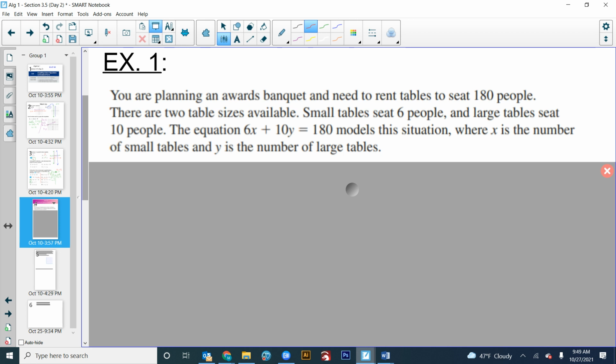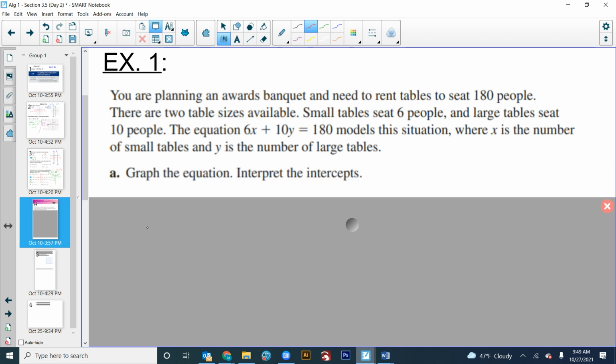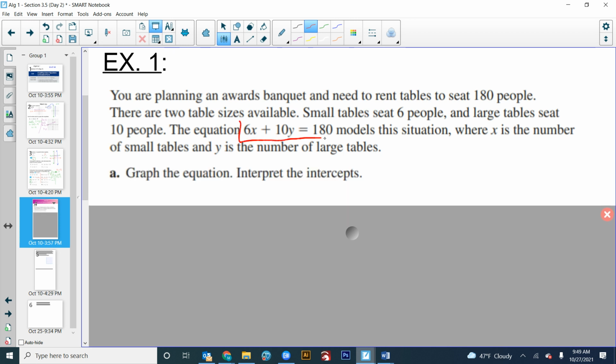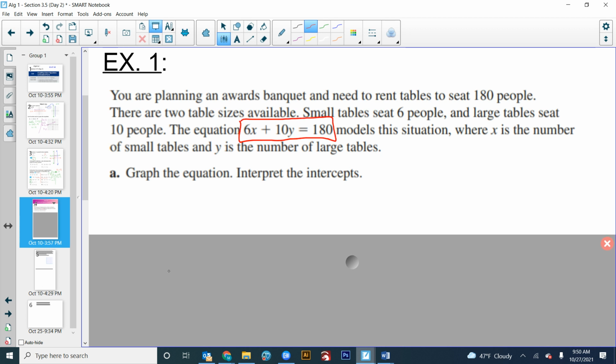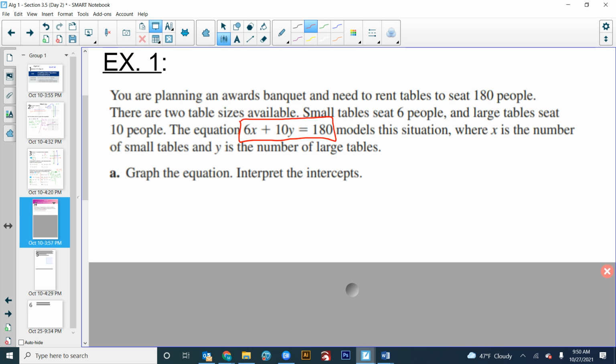Exactly. All right, guys, we're going to use the X and Y intercepts today. And these types of questions that we're going to go over today, you can bet there's going to be one on the state test. Okay? Always see one like this. So here we go. You're planning an awards banquet and you need to rent tables, seat 180 people. Here's the equation we're going to be working with. Now, it tells you what? X is small tables. So I'm going to write the equation right here.